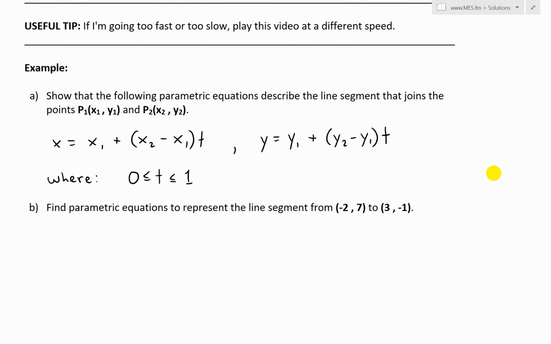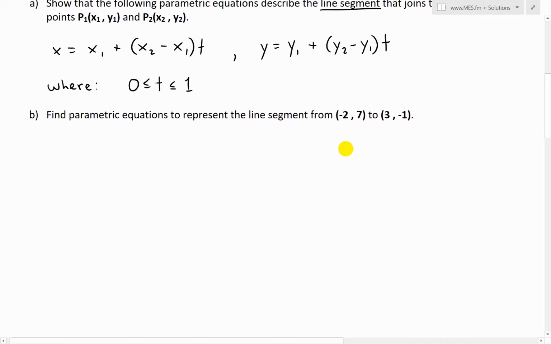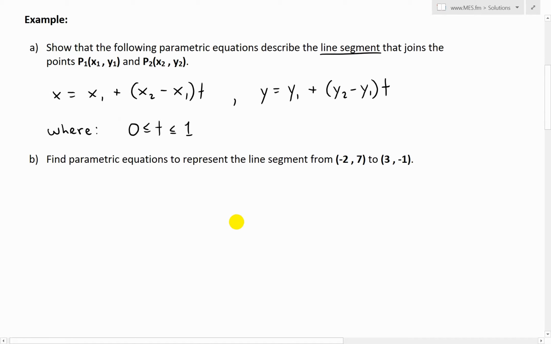It states, show that the following parametric equations describe the line segment that joins the points P1 to P2, where the coordinates of P1 are x1, y1, P2 is x2, y2, and we have this set of parametric equations: x equals x1 plus (x2 minus x1) times t, and y equals y1 plus (y2 minus y1) times t, where t is between 0 and 1. Then part B just says find an example where your line segment is from (-2, 7) to (3, -1).